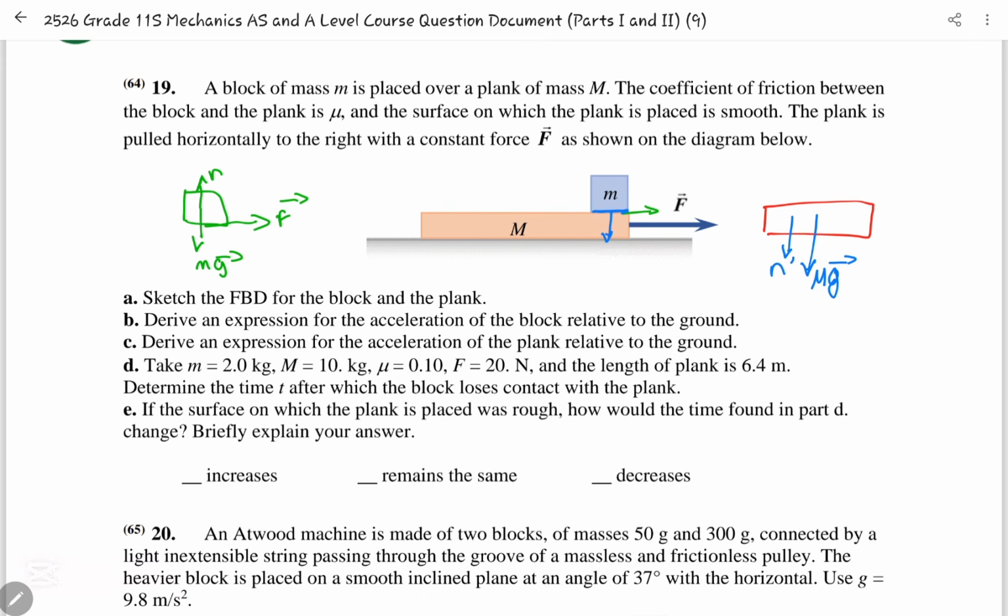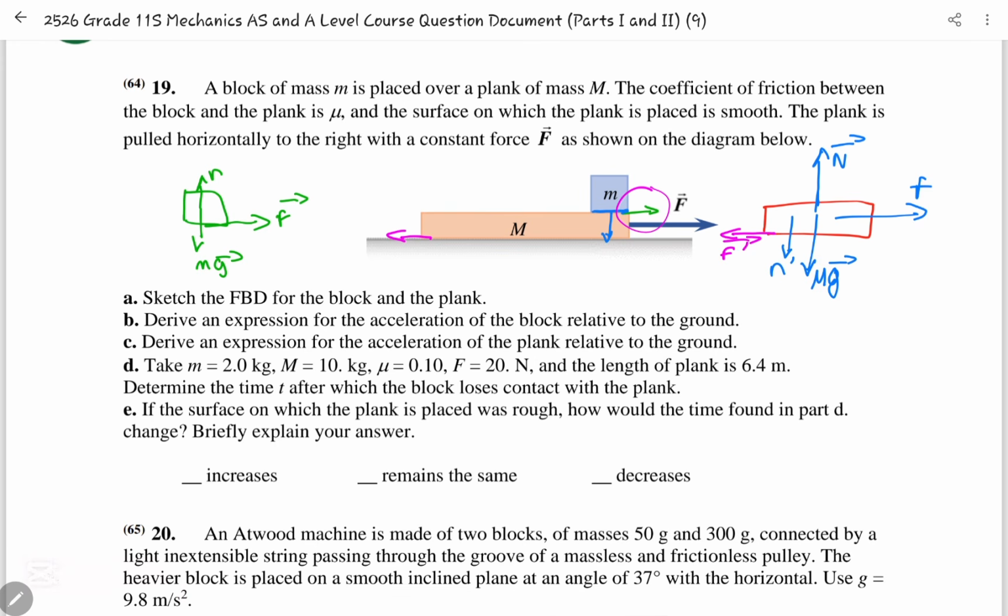I'm gonna call this N prime, which is the other direction, not the normal push of the plank on the block. No, it's the normal push of the block on the plank. Then we have the surface exerting a normal push on the plank. We have the force F, and now this is very important. There is a friction over here. There is another friction over here that's of equal magnitude but opposite direction. This is something very important to pay attention to. So that's part one done.